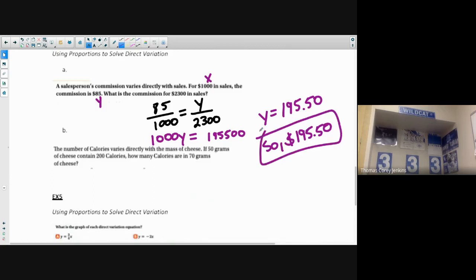I was just looking at my notes. I actually solved this a different way on my notes. What I did is 85 divided by 1,000 to get a decimal, and then multiply that decimal by 2,300. You get the same answer. I really don't care which method you use. Use whichever one makes sense. And you can try B on your own and check it.